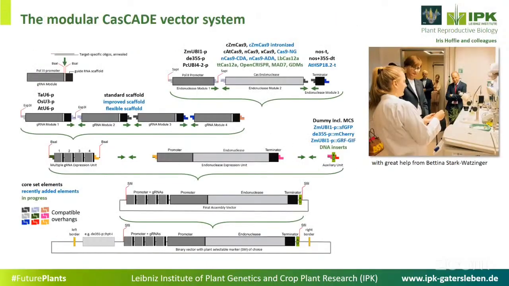So back to the vector system, the first step is to introduce these 20 nucleotides, which are target specific. In the upper left corner, you see that in the guide RNA generic vector, these 20 nucleotides are introduced, and then with this system we can create 4 different guide RNA modules, and they are assembled in one step. And this you see here in the third row, called the multiple guide RNA expression unit.